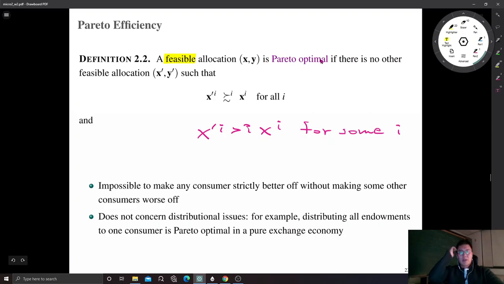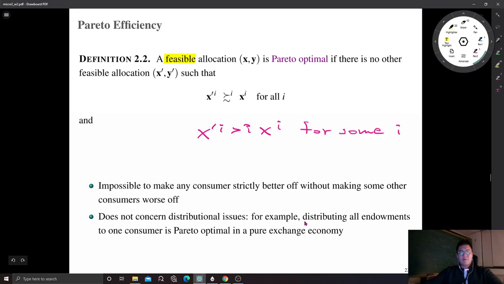Okay, so the natural interpretation applies. There's no other way to improve some consumers' utility, some consumers' welfare, without hurting some other consumers. So if someone gets better off, the other consumers naturally get worse off at that Pareto optimal allocation, or Pareto efficient allocation. Okay, so this Pareto optimal allocation does not concern distributional issues.